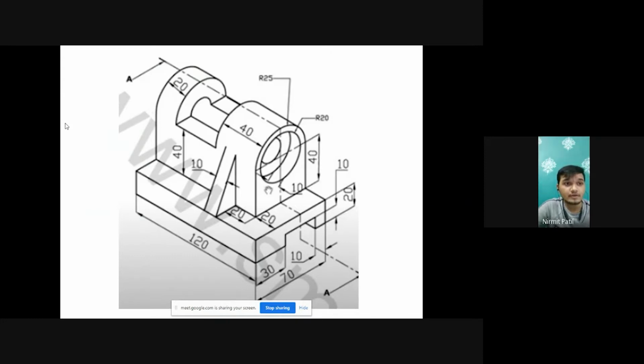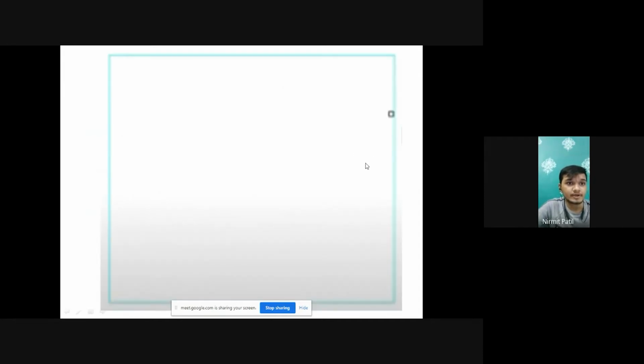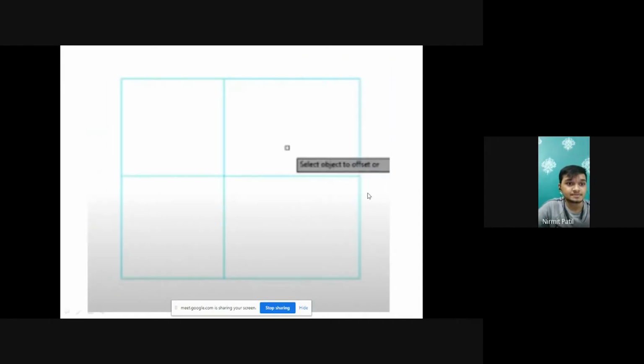Now we will have a look at the questions we have prepared. So this is our first question. We will get right into it by drawing the XY axis like this.